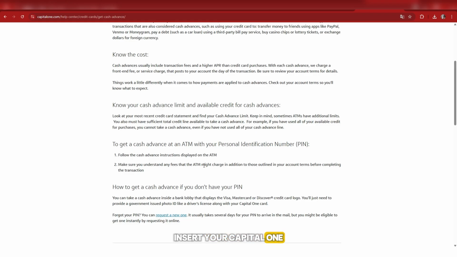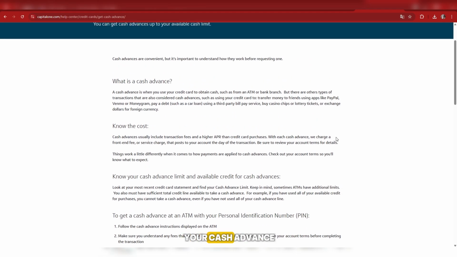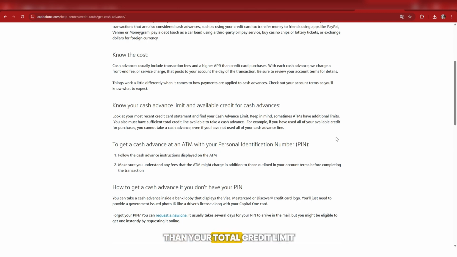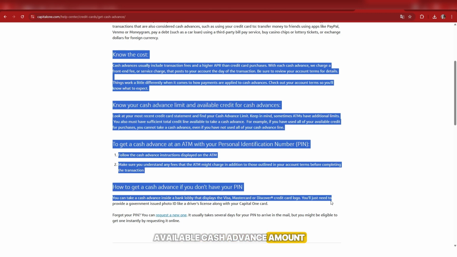Insert your Capital One credit card into the ATM. Enter your PIN when prompted. Then select the option that says cash advance or sometimes credit. Next, enter the amount you want to withdraw. Keep in mind that your cash advance limit may be lower than your total credit limit, so you can only withdraw up to the available cash advance amount.